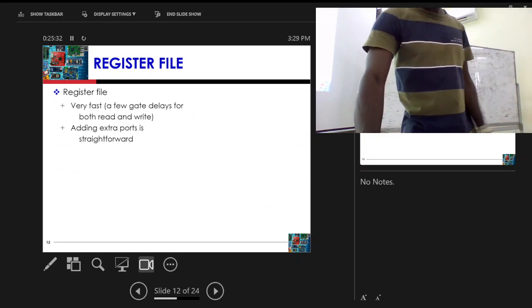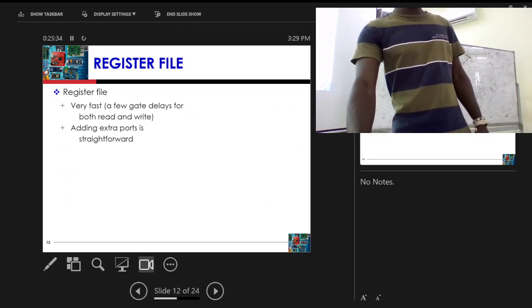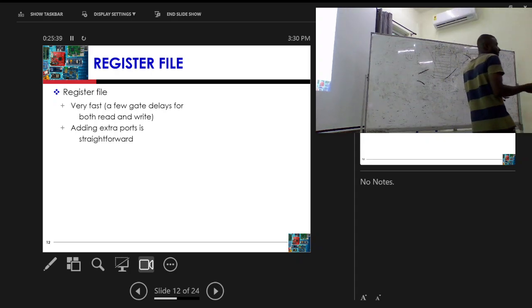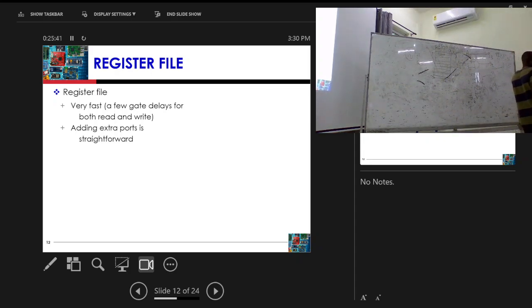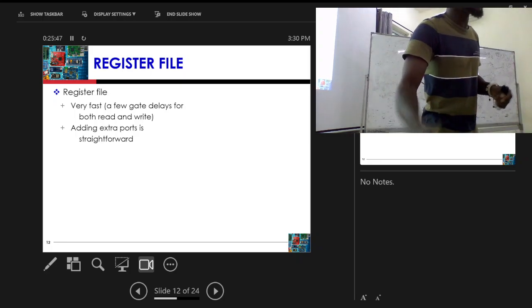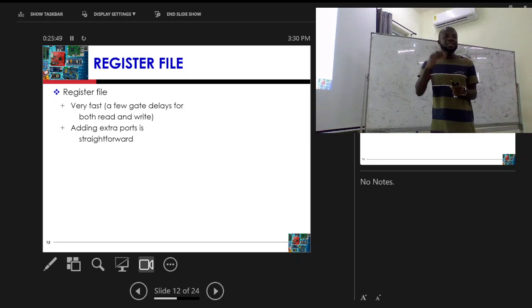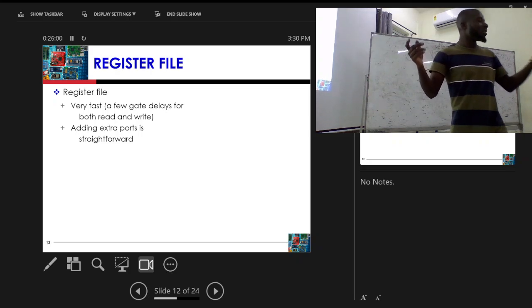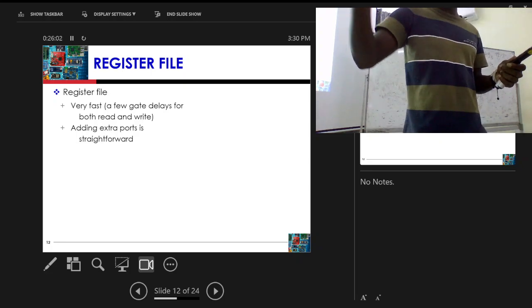Any questions? As you see, register files are very simple to design, and they are very fast. The way they are designed makes them very fast. And we can easily add ports to it. If I want to read from 4 ports, all I have to do is add 2 more multiplexers, and I'll be able to. It's very easy to add them.